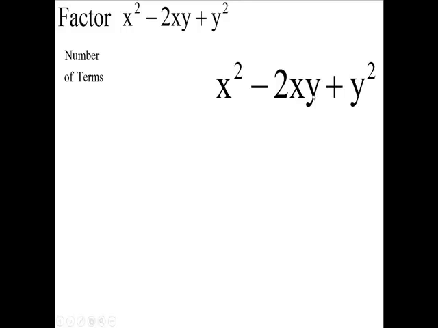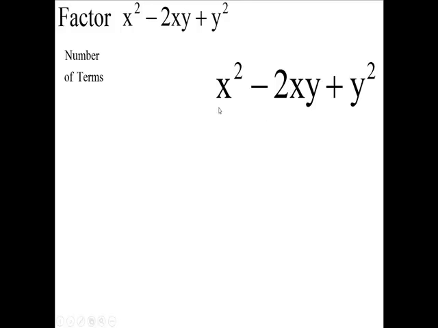Factor x squared minus 2xy plus y squared. Now, first of all, we notice that we have three terms. What are they? There's the first term, the second term, and the third term. And this is a very special trinomial, because you have a minus 2xy right here. You say, well, what makes that so special?